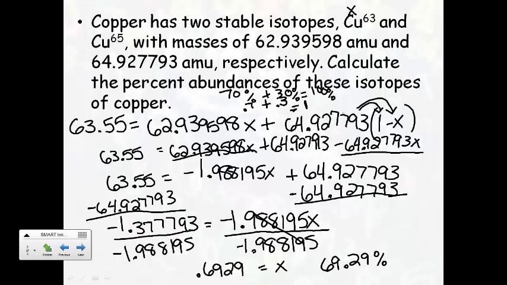Okay, and that is, remember, our X term was associated with copper 63. Okay, now, to find the percentage that was copper 65, we simply subtract from 100, right? So you got 100 minus 69.29, it's 30.71. So you got 30.71% was copper 65 and 69.29% was copper 63.